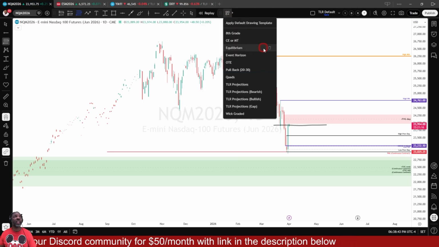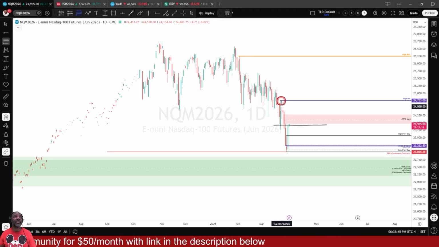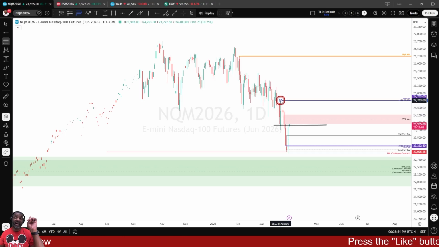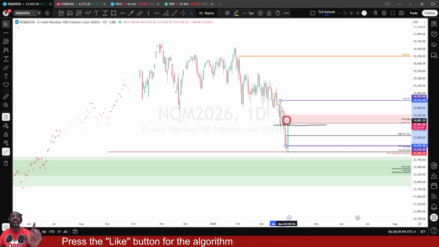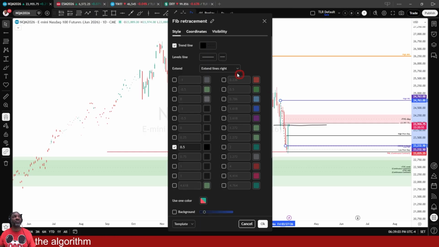Let's check it. Let's go here and put this on consequent encroachment and or mean threshold. Click it on the high of the weekly high, come to the low of the week, right? And as you can see, when we closed out that week, it was in the premium of the move. Let's put it on 3 so we can really see it. It was in the premium of the move, all right?